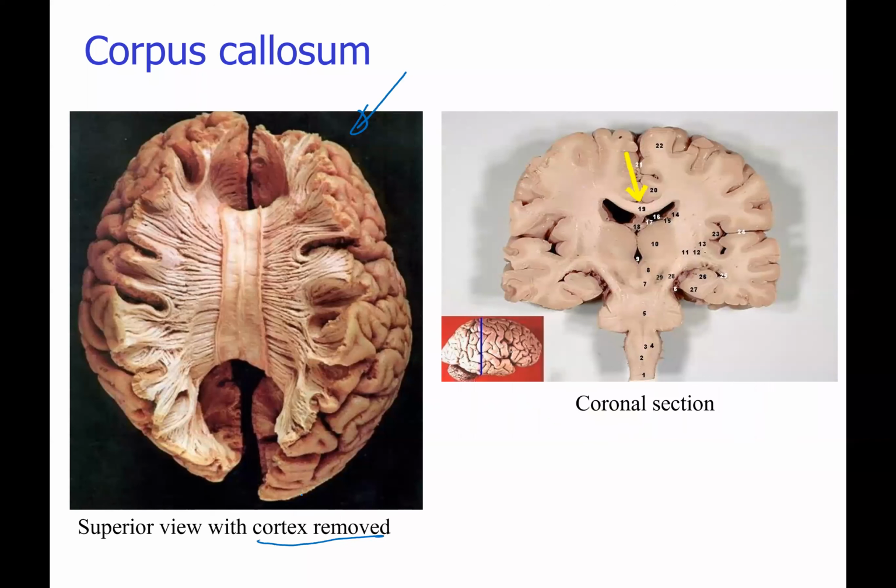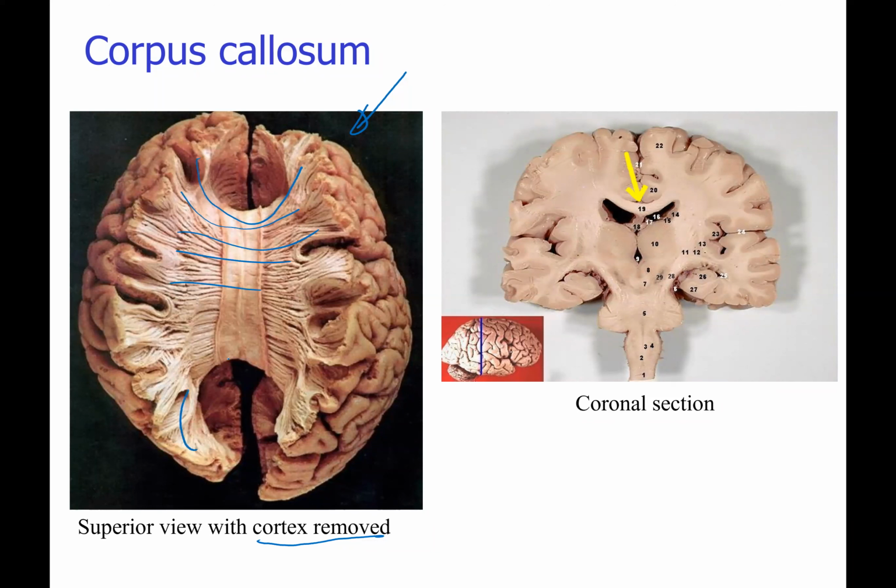With the superior cortical parts removed, and they have used some staining method as well to show you these fiber tracks very clearly. Otherwise, you don't see the fiber tracks as fiber tracks like this. So you see now this is the corpus callosum connecting the corresponding areas of the two cerebral hemispheres. You can see corresponding areas are connected like this.